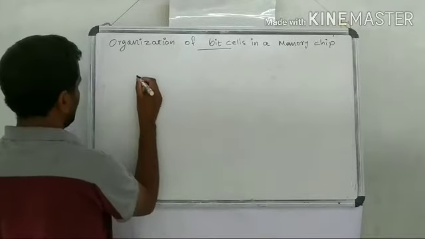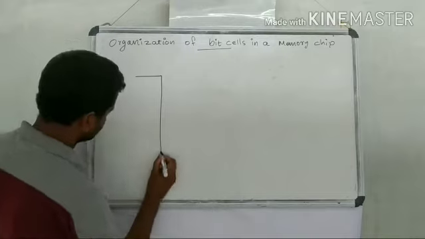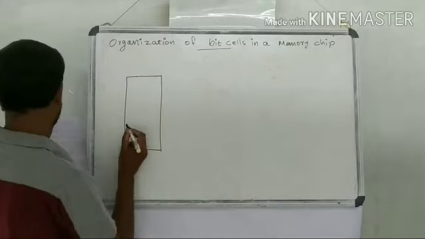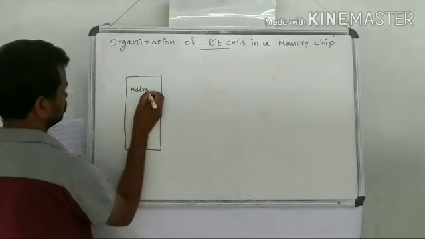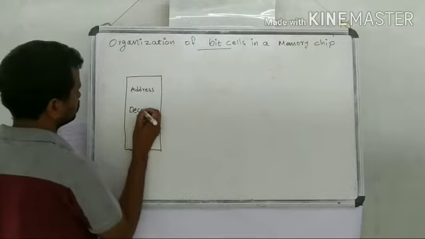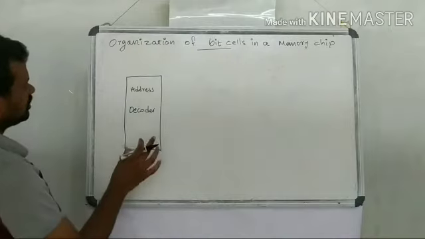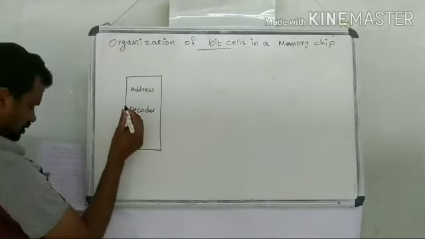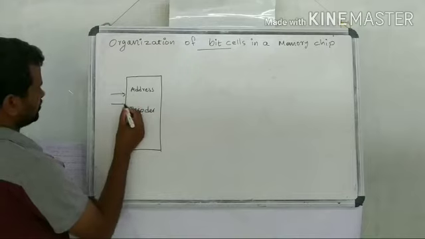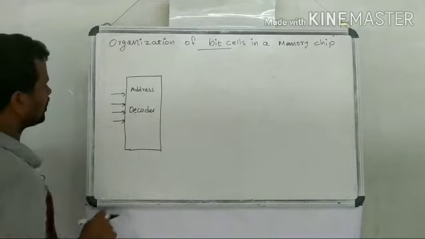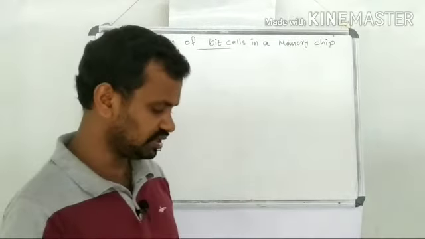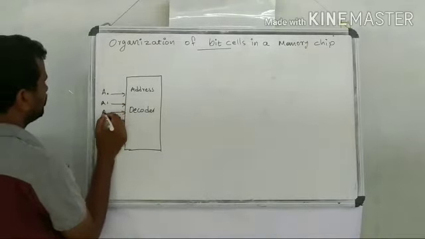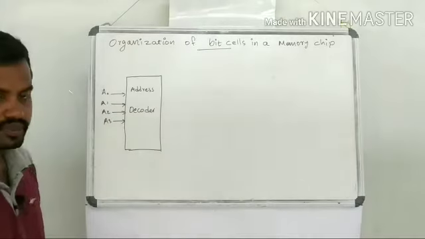So this is the address decoder. This is one of the important components within the memory chip. The input to this address decoder are address lines. In this example, we assume that our address bus is only four lines, that is, the address lines A0, A1, A2 and A3.